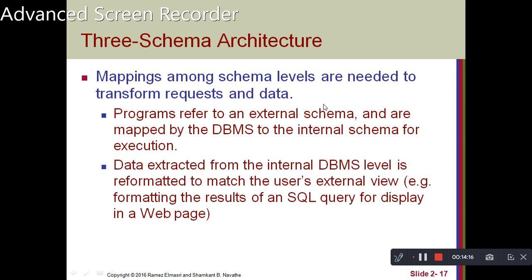Mapping is very important in the three schema architecture. Mapping among the schema levels is needed to transform requests and data. Programs refer to an external schema and are mapped by the DBMS to the internal schema for execution. The data extracted from the internal DBMS level is reformatted to match the user's external view.